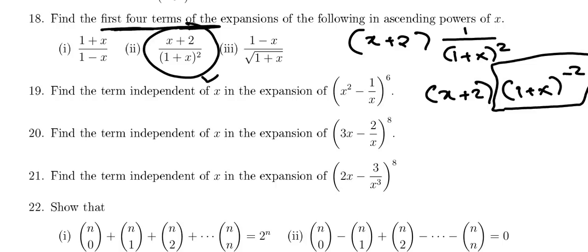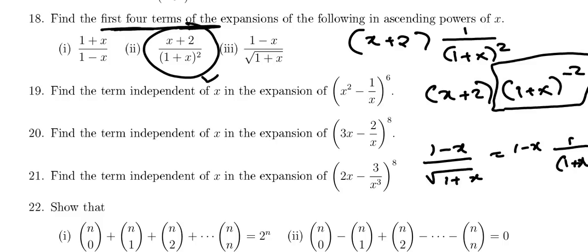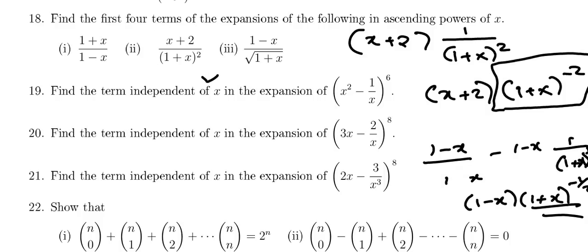The same applies here. 1 minus x. The denominator can be changed. This is just going to be 1 minus x and 1 over 1 plus x to the power half. Then you change it now. You're going to write it as 1 plus x to the power negative half. That's basically what you get. So this is how you deal with question number 18.